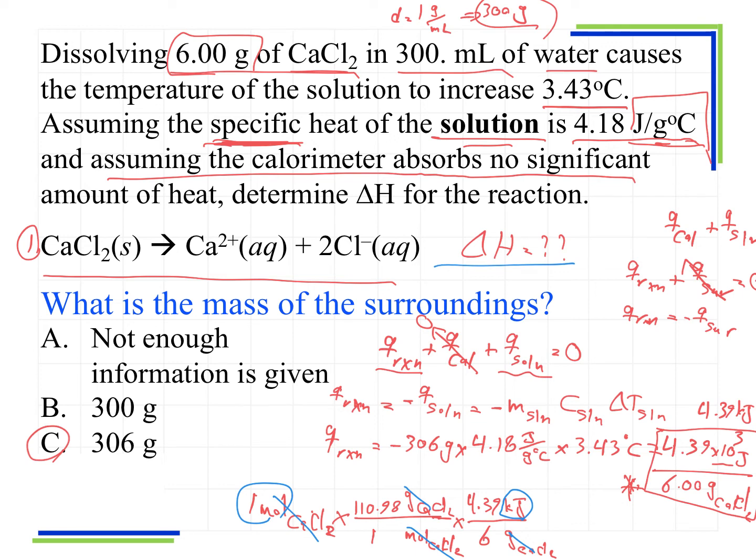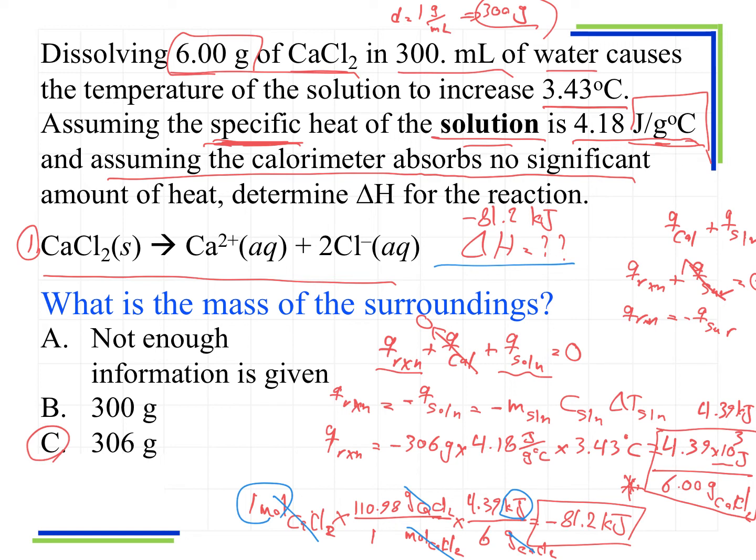So that number is negative 81.2 kilojoule. So that is the delta H. So the delta H is negative 81.2 kilojoule.